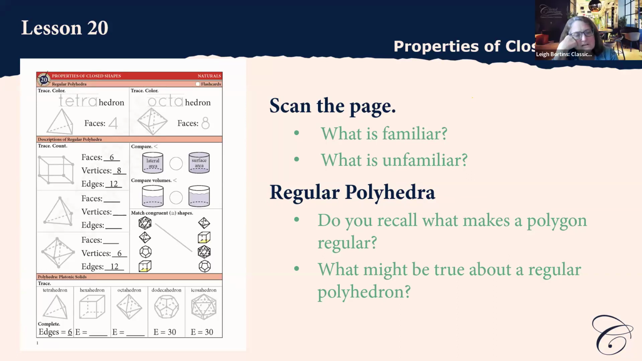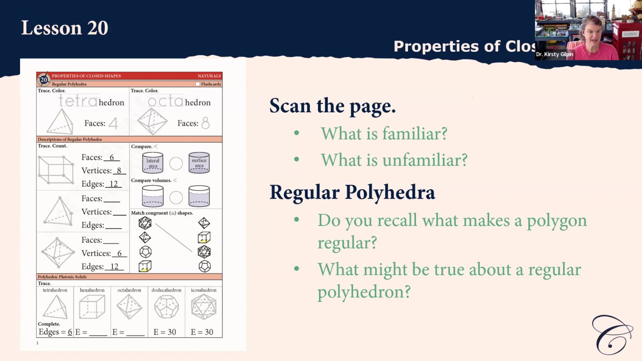There's an error there I just saw, if you're asking. Both the E's aren't 30. So those are our Platonic solids, and those are the only regular polyhedra that we have.